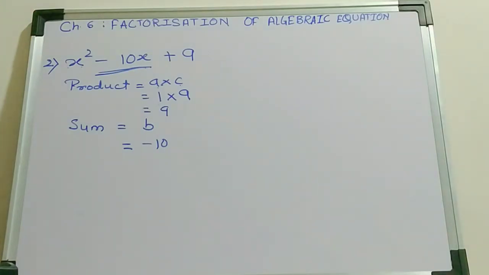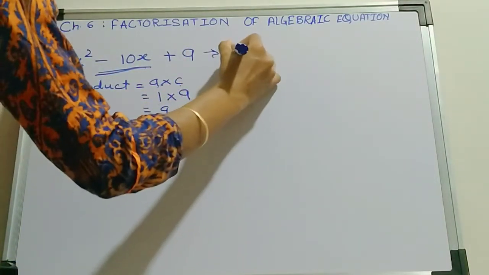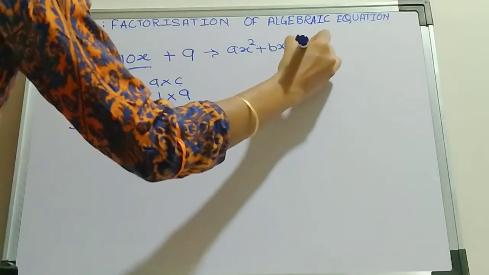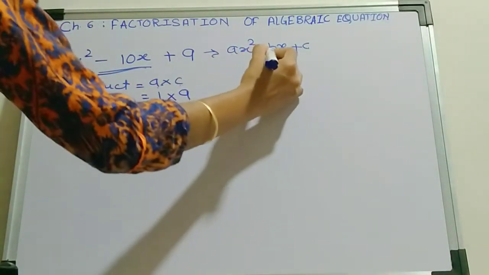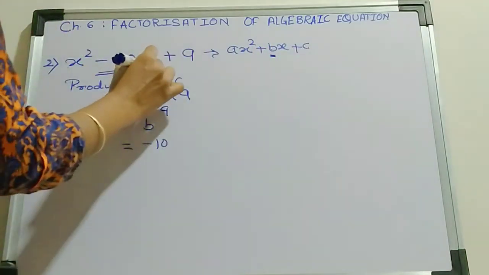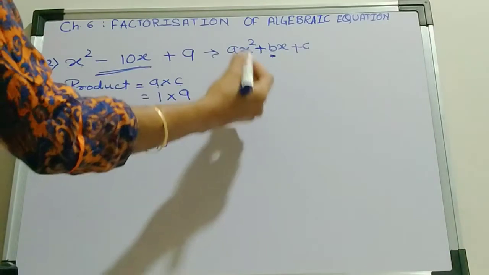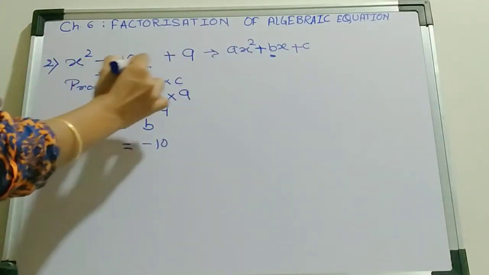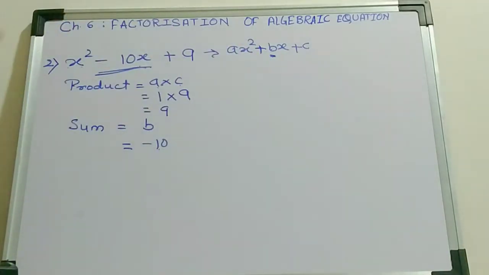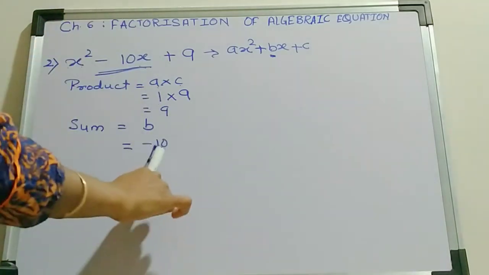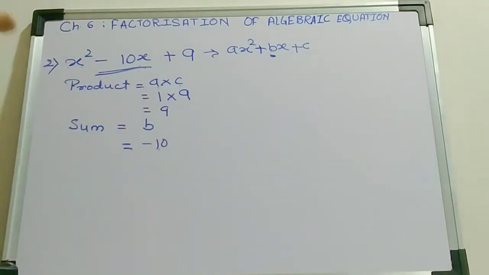Because I have compared this equation with ax square plus bx plus c. Okay, so b is minus 10, because for b it has a negative value. So to get that, I will consider b as minus 10. Okay, now I have to find out the factors in such a way that the product should be 9 and the sum has to be minus 10.